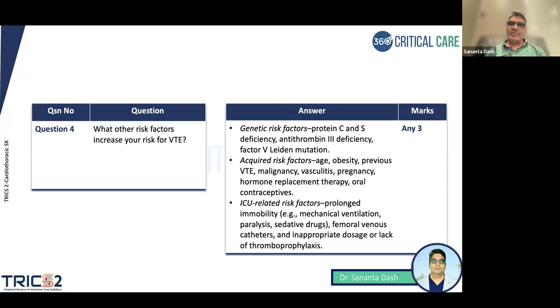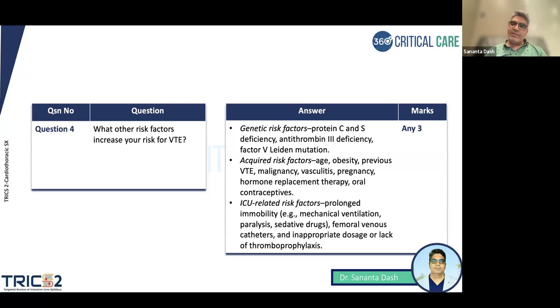And then genetic factors, we can talk about protein C, protein S deficiency, antithrombin 3 deficiency, or factor 5 Leiden mutation. Acquired risk factors include old age, obesity, previous thromboembolism, malignancy, history of vasculitis, pregnancy, patients on hormone replacement therapy or oral contraceptives. But ICU-related risk factors include prolonged immobilization, patients who are mechanically ventilated with sedative drugs, femoral venous catheter placed, or inappropriate doses or lack of thromboprophylaxis. These are the ICU-related risk factors.